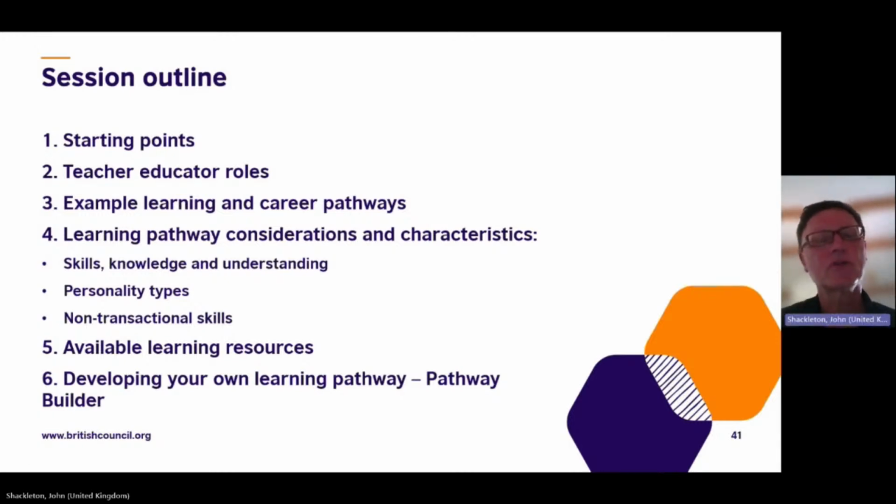We looked at 4 example learning and career pathways, and do take the time, if you've got time, to have a look at that webinar in full, from which those characteristics, skills, knowledge and understanding, a little bit of a discussion about personality types and non-transactional skills such as resilience, well-being, motivation, etc. They're very much contained in those 4 case studies that we looked at. We went fairly quickly through the available learning resources, but essentially there's a lot out there. Some are open access, some are closed access. For those closed access opportunities, you need already to be working with the British Council to be able to make use of those. You need to be involved in one of their programs. And then we finished with a very practical look at something which we think is very helpful for developing your learning pathway, and it's called the Pathway Builder.